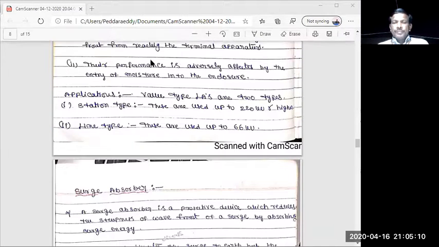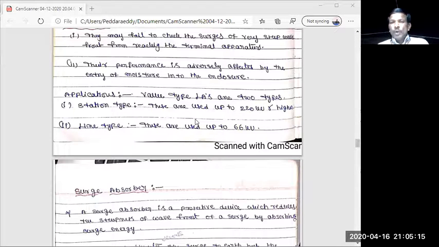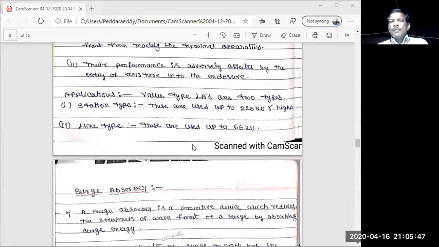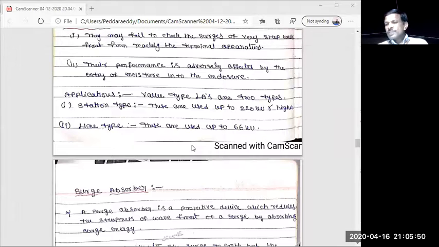And coming to applications. Where are the valve type lightning arresters used? The valve type lightning arresters are again of two types. One is the station type lightning arrester. Another one is the line type lightning arrester. The station type lightning arresters are used for 220 kV and higher. So for voltage ratings of 220 kV and higher, the station types are used for higher ratings, and the line types are used up to 66 kV.